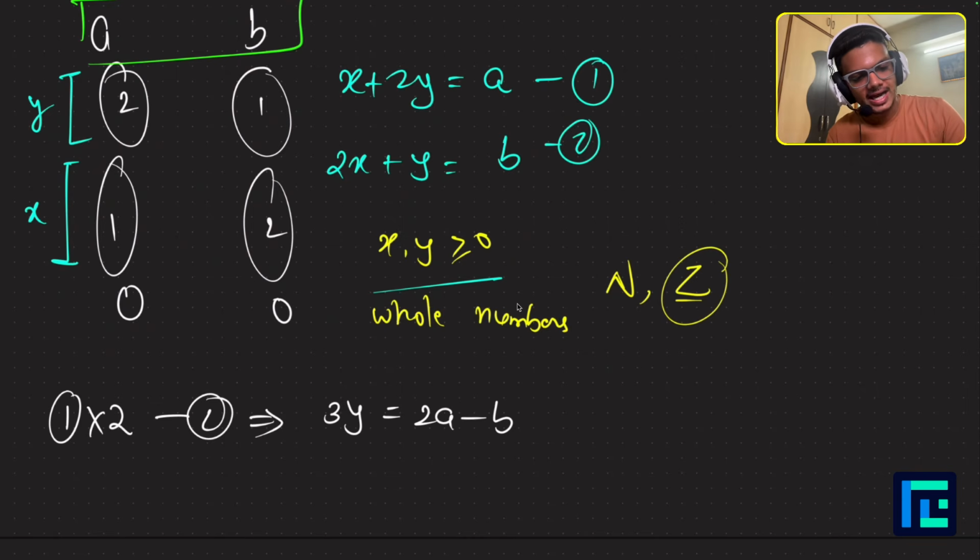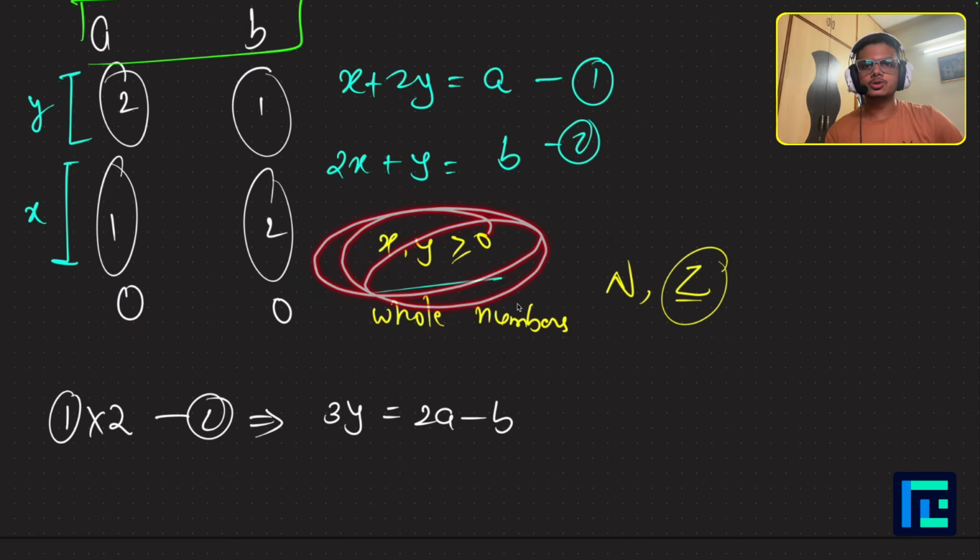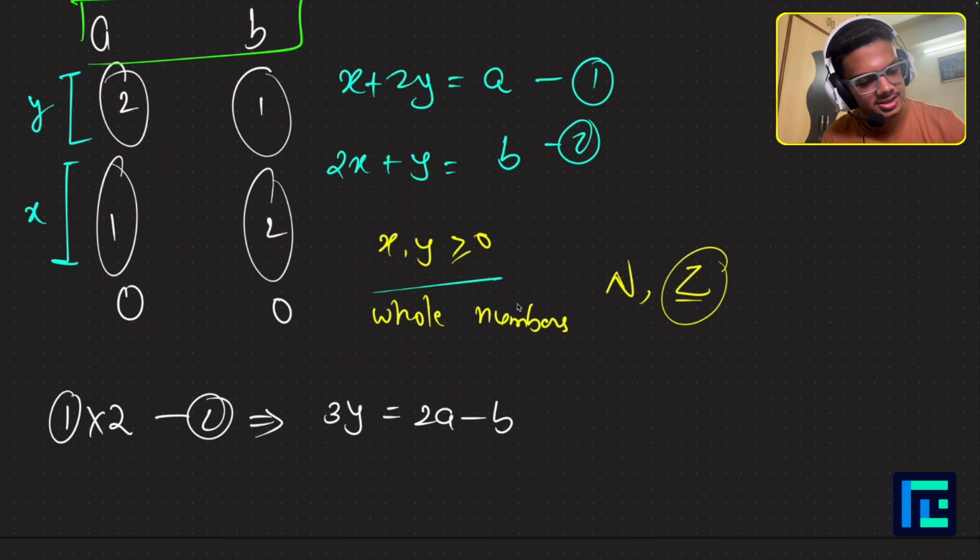Now, if Y has to be an integer, this thing has to be divisible by 3. Firstly, this has to be non-negative if it has to be a whole number. You need the values to be non-negative, right? So here the two conditions are there.